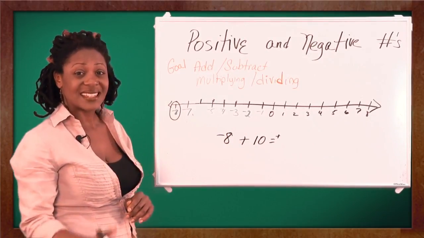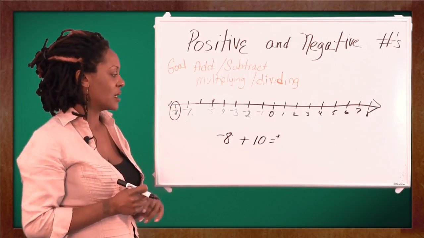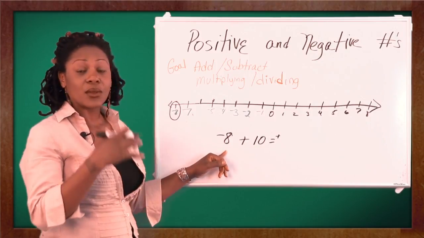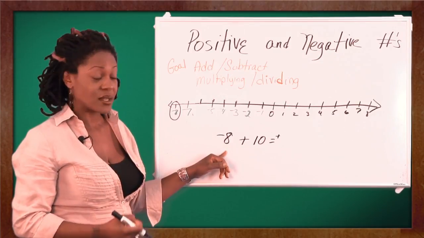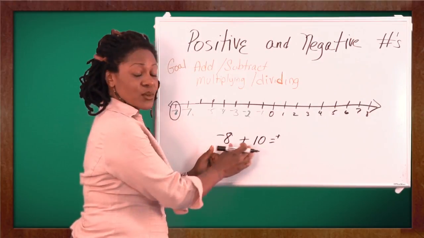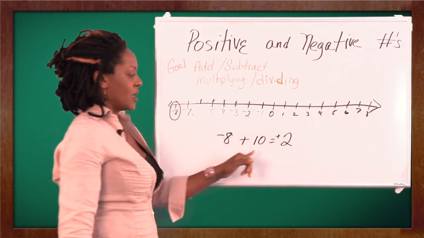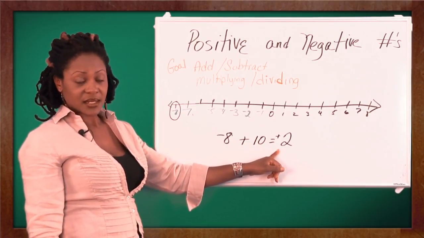So again, we take the difference between the two numbers. The difference means we're subtracting. 10 minus 8, or the greater number minus the smaller number. And our answer, the difference between these two numbers is 2, sorry. And here we are, +2.